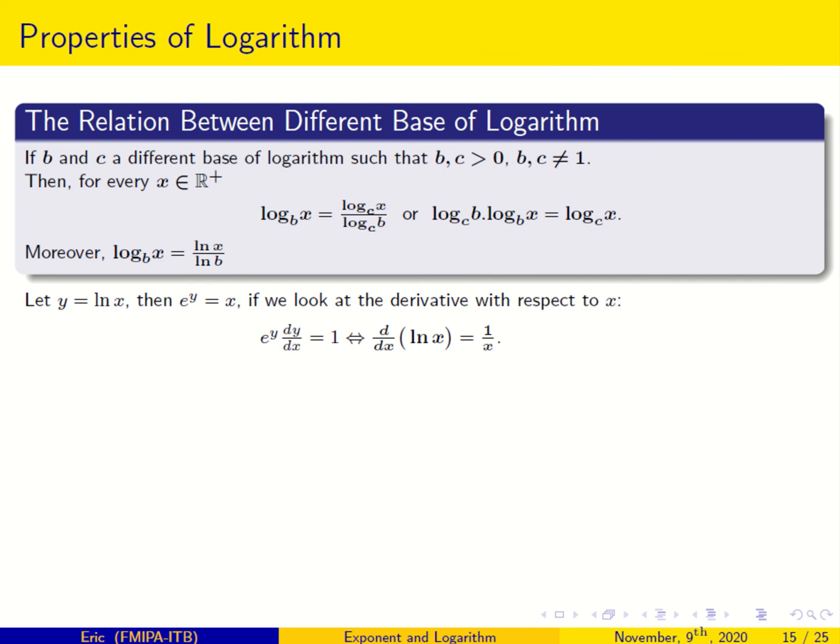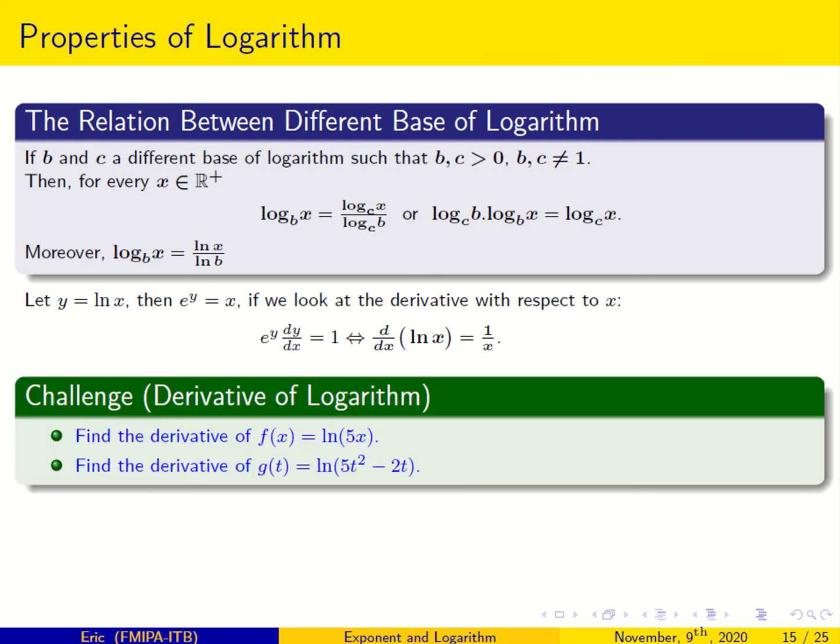And if I want to find the derivative of this, I can look at it as the exponential function, that is this. I can use implicit differentiation, so I have e to the y times dy/dx equals 1. And what is e to the y? e to the y is x, so dy/dx is 1 over x. So the derivative of ln x is 1 over x. And what is the derivative of this? Very easy: 1 over 5x times the derivative of 5x with respect to x, that is 5.